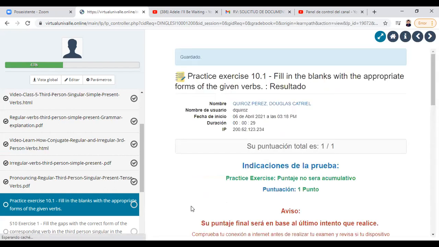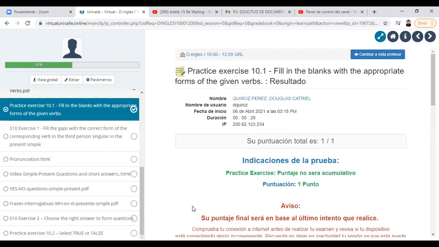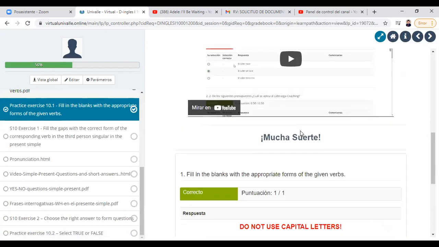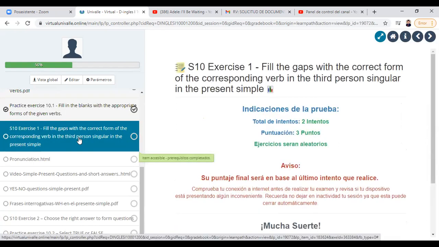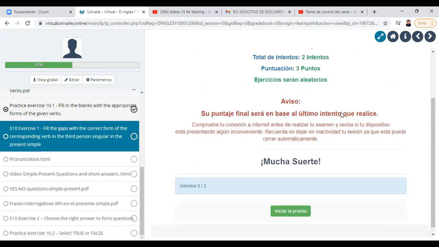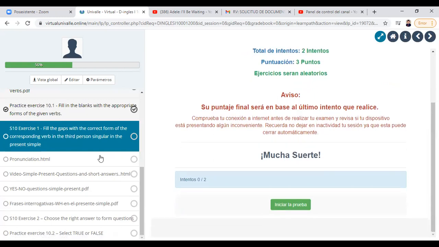And we're going to submit our answers and make sure if they are right or wrong. If you notice, all of them are correct. Also, guys, you're going to have an exercise that is going to be evaluated. Fill the gaps with the correct form of the corresponding verb in the third person singular in the simple present. This exercise goes for 3 points. You're going to have to attempt it, okay?